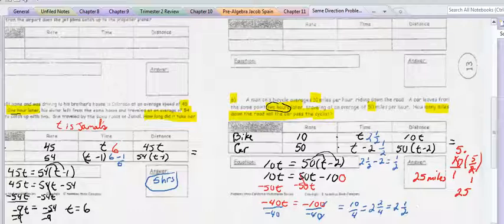Or you can take 1/2 of 50, which is 25. Okay. Alright, so that is the same direction problems.